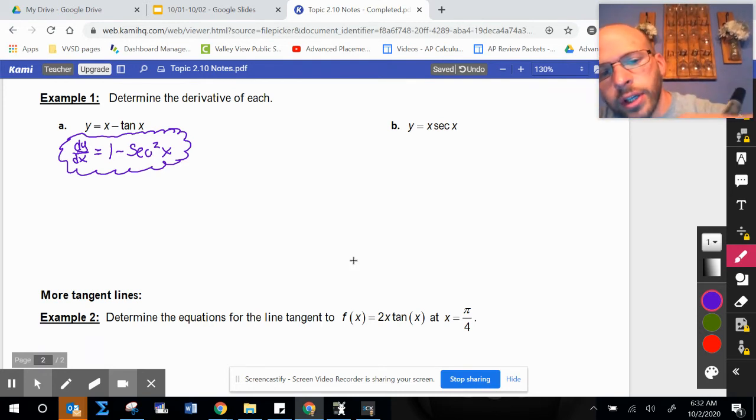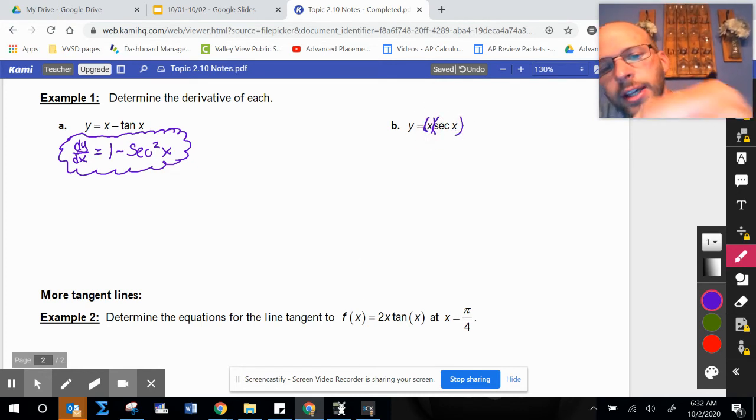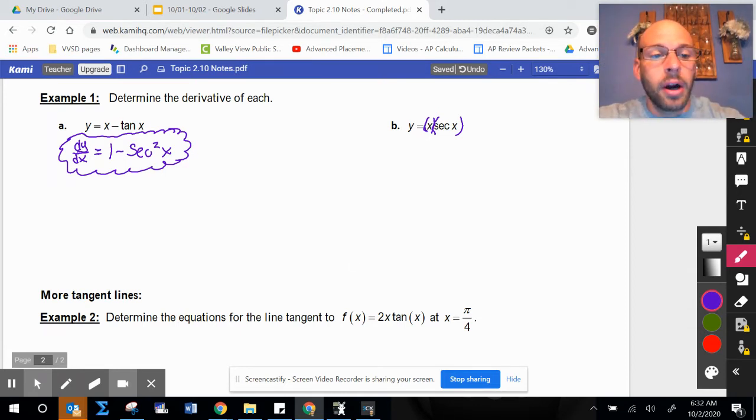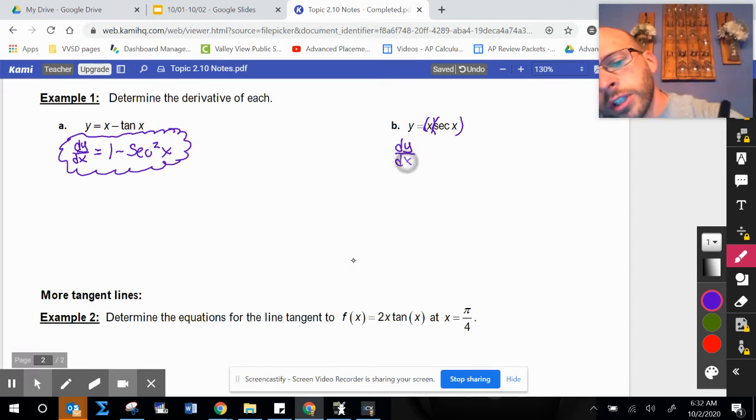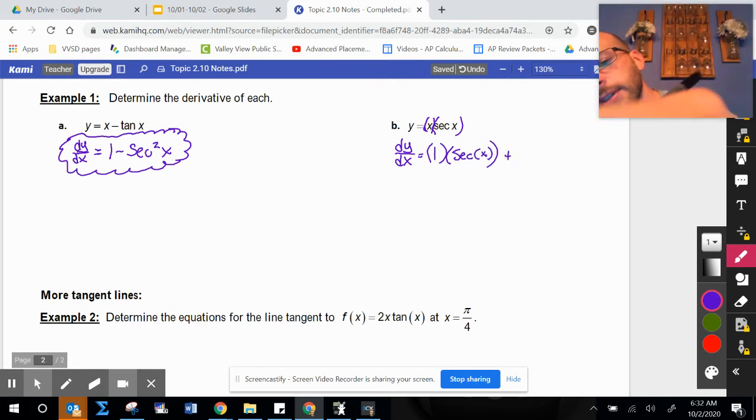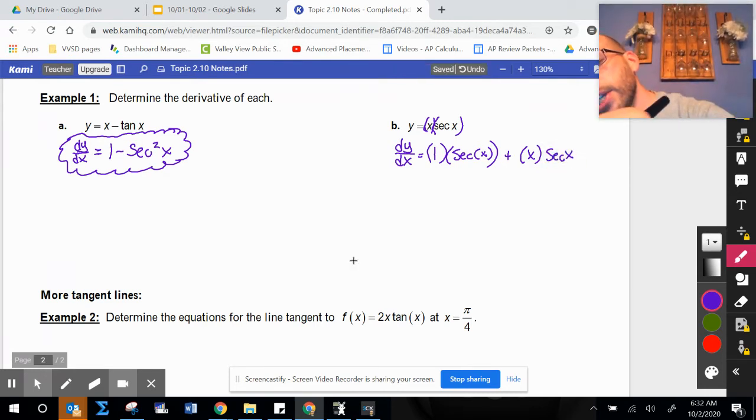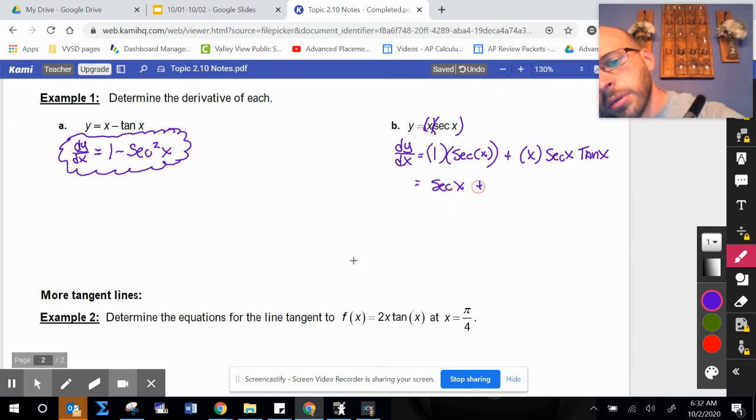Okay, so if you look at this next one for part B, a little bit more work because I have x times secant. Okay, it's a multiplier, so I have to use product rule. So in part A, I had a sum or difference. In part B, I have a product. So I'm going to say dy over dx equals. Okay, I'm going to take the derivative of the first, keep the second, plus, now we're going to keep the first and take the derivative of the second. And the derivative of secant is secant x tangent x. Okay, now if I write this, I'm going to have secant x plus x secant x tangent x.